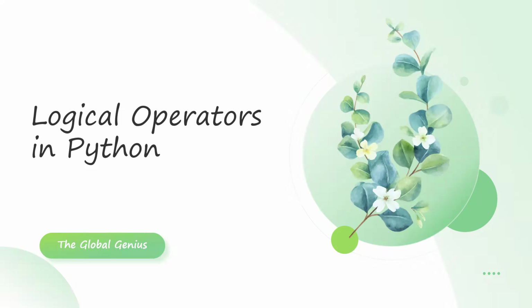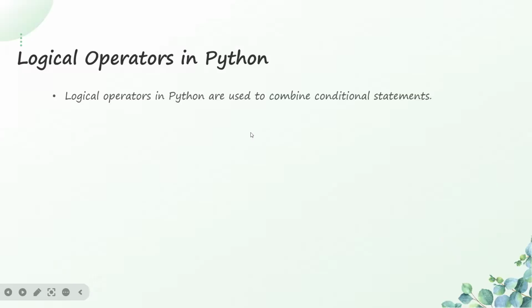Now, the logical operators in Python. In Python, they are used to combine conditional statements. Look at the definition here. That means you can use them to combine one or more conditional statements. You know what a conditional statement is: any expression that evaluates to true or false, like x is greater than y, or x is less than or equal to y, or x is equal to y. So when you have multiple conditional statements, you will use these logical operators to combine them.